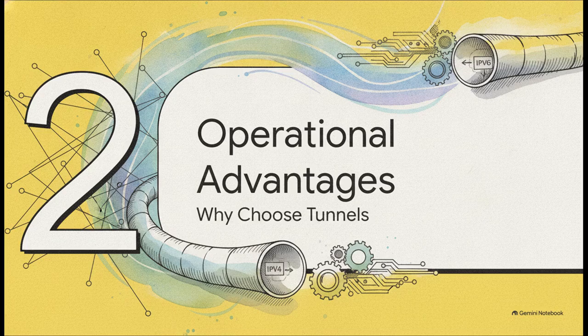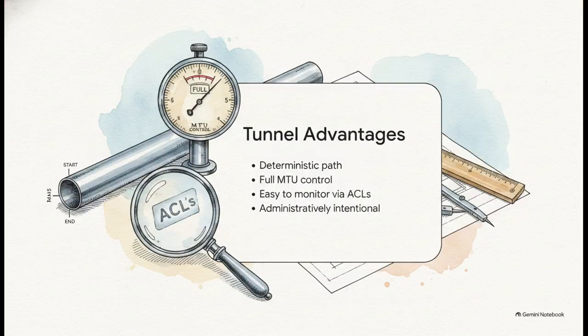Moving on to Section 2, Operational Advantages and why architects choose tunnels. When you stand up a static tunnel like 6in4, you get some undeniable benefits right out of the gate. First, a completely deterministic path. You define the exact endpoints, which means zero anycast routing uncertainty for your engineers to troubleshoot at 2 a.m. Second, full MTU control. You, the operator, set it explicitly.